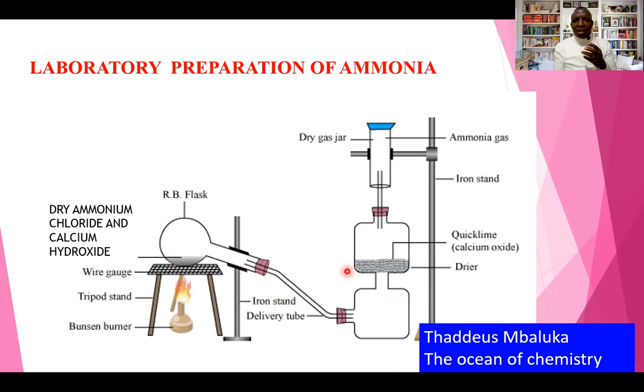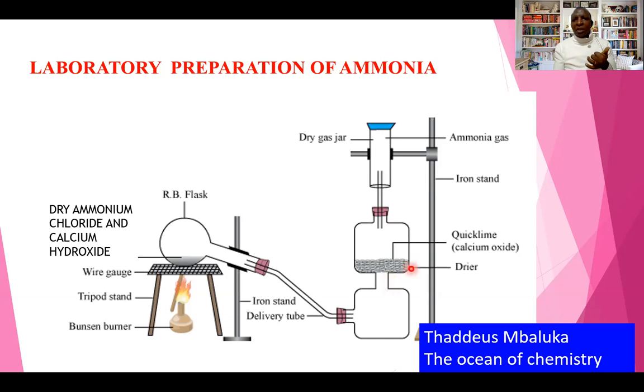Then we have the drying tower. Ammonia is only dried using calcium oxide. It cannot be dried using calcium chloride or concentrated sulfuric acid. So the only drying agent here is calcium oxide. Anhydrous calcium chloride and concentrated sulfuric acid cannot be used to dry ammonia because they react with the ammonia gas. The ammonia will react with calcium chloride, forming a complex salt, and sulfuric acid will react with ammonia, forming ammonium sulfate.